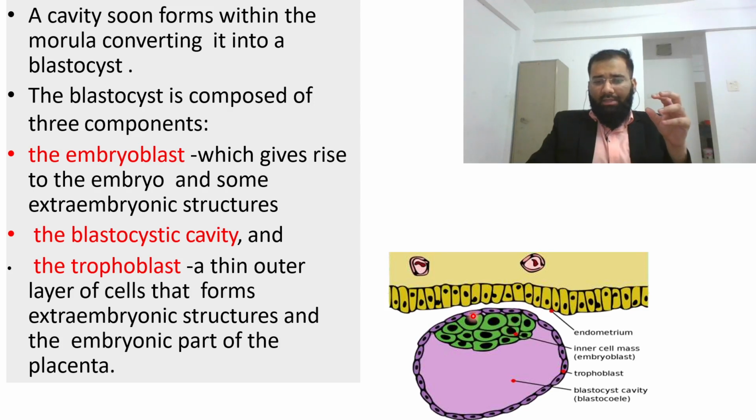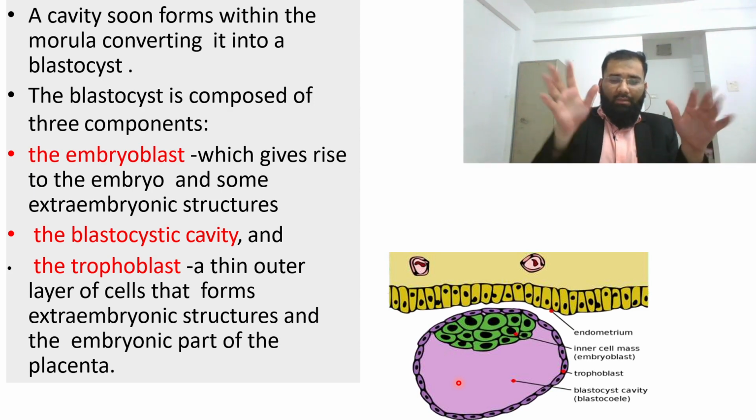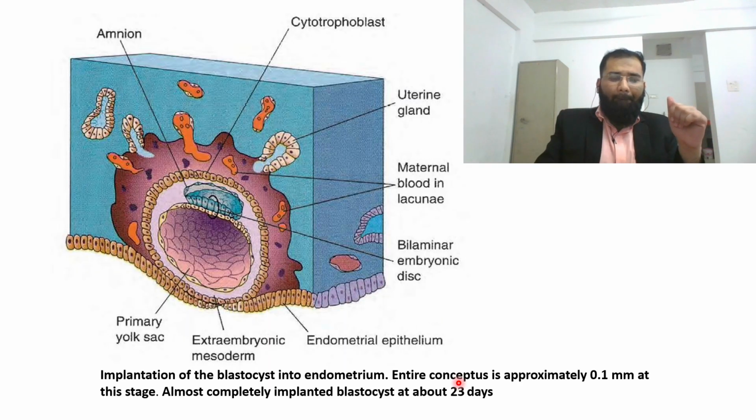You can see the flattened cells in the periphery. They are called the trophoblast. The trophoblast cells lie in the periphery, and they help in the formation of chorionic villi, and later on, the 2 types of chorion will be formed. Here you see, as implantation has already taken place, this is the embryonic disc, the bilaminar embryonic disc.